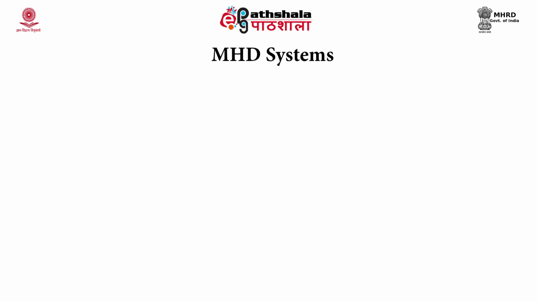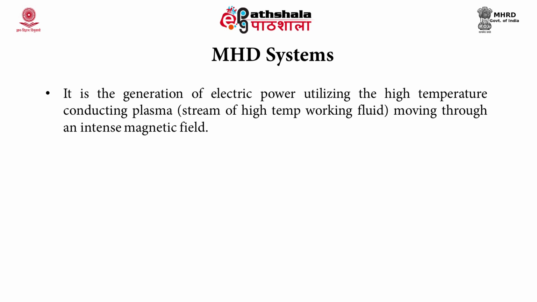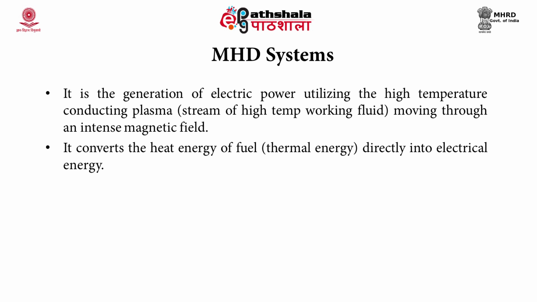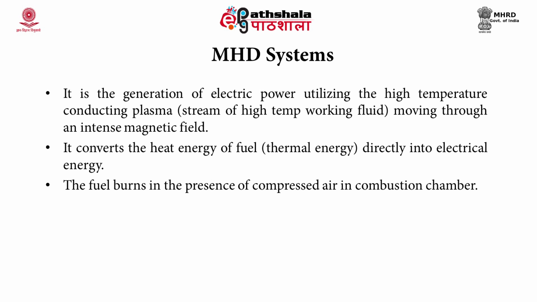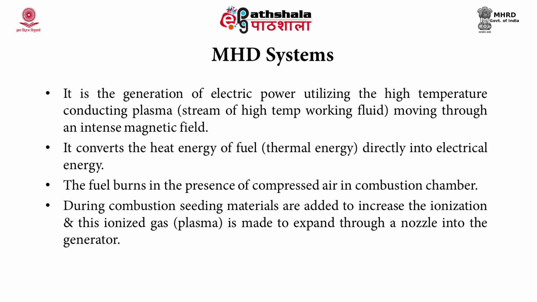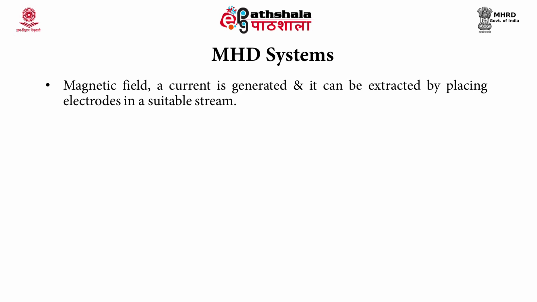Coming to MHD systems, it is the generation of electric power utilizing high temperature conducting plasma, which is a stream of high temperature working fluid moving through an intense magnetic field. It converts the heat energy of fuel, that is thermal energy, directly into electrical energy. The fuel burns in the presence of compressed air in the combustion chamber. During the combustion, seeding materials are added to increase the ionization, and this ionized gas is made to expand through a nozzle into the generator. In the magnetic field, a current is generated and it can be extracted by placing electrodes in a suitable stream.